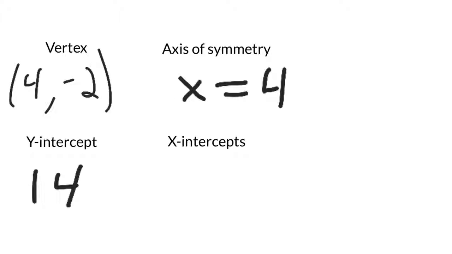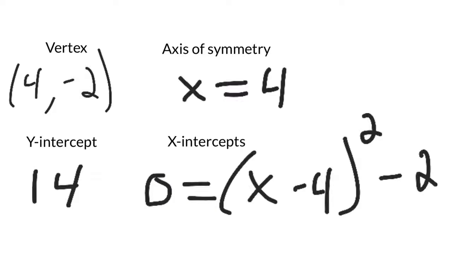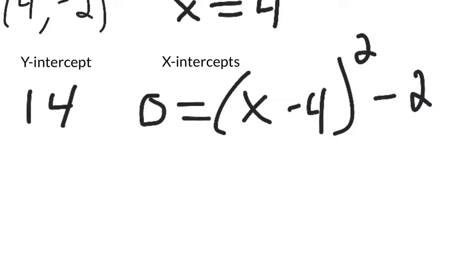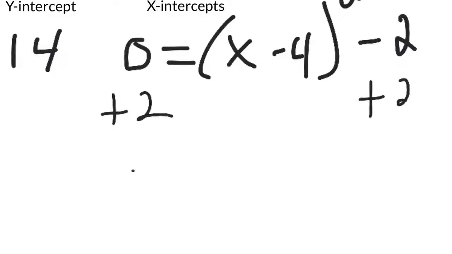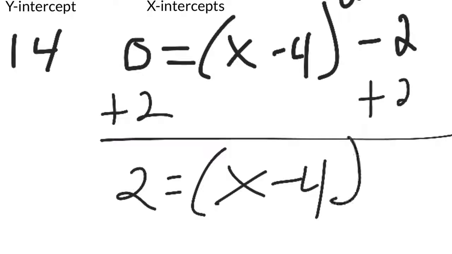X-intercepts are a little bit trickier, though. X-intercepts are where you set y equal to 0. So we set this whole function equal to 0. And then we've got something to solve. So if you come to this point in the course, you should probably have solved a quadratic equation like this before. This one, since everything's being squared in that parentheses, let's get the parentheses by itself. And then we can use a square root to get rid of that squared.